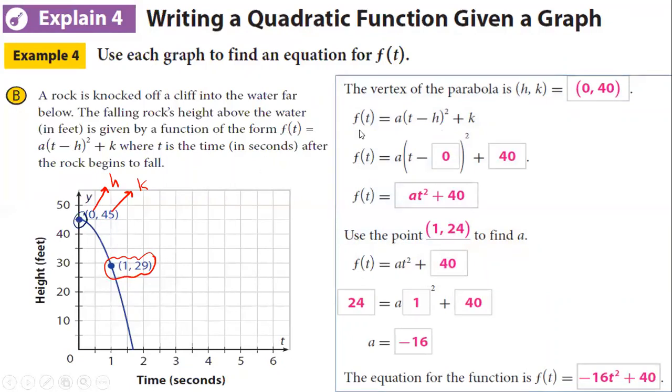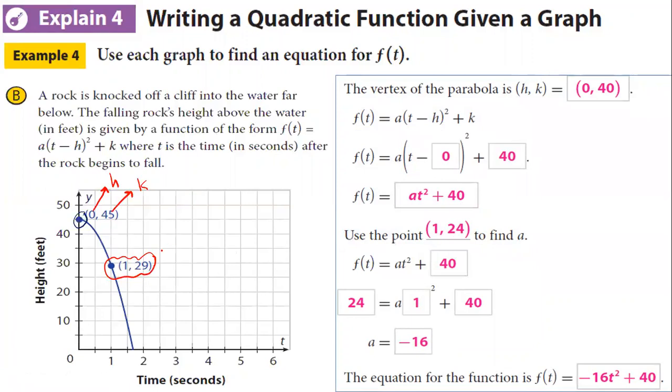This one. Okay. f(t) equals a multiply (t minus h) power 2 plus k. This is the given function. So a multiply (t minus h) power 2 plus k. H and k, I will replace h with 0 and k with 40. After simplifying, t minus 0 is t, so a multiply t squared plus 40. I will use the point (1, 24) to find a.